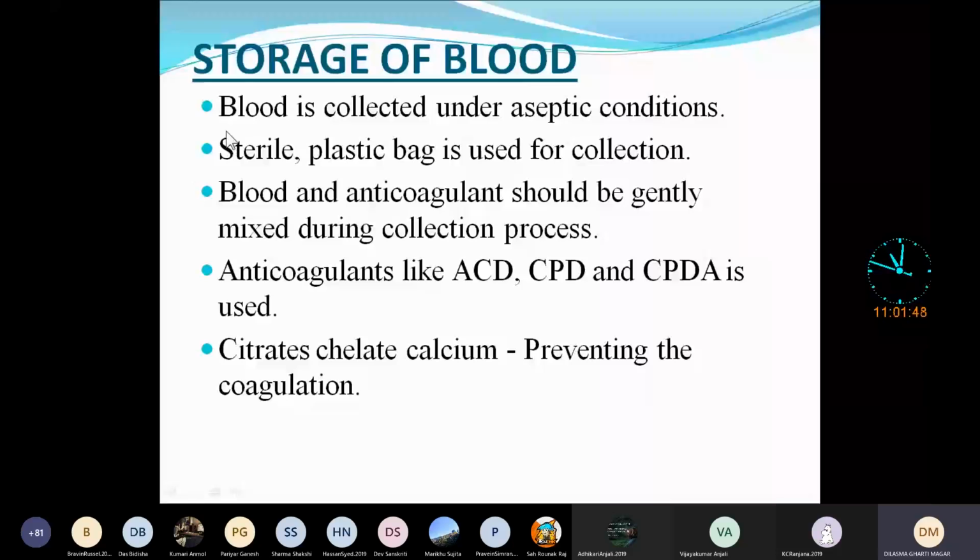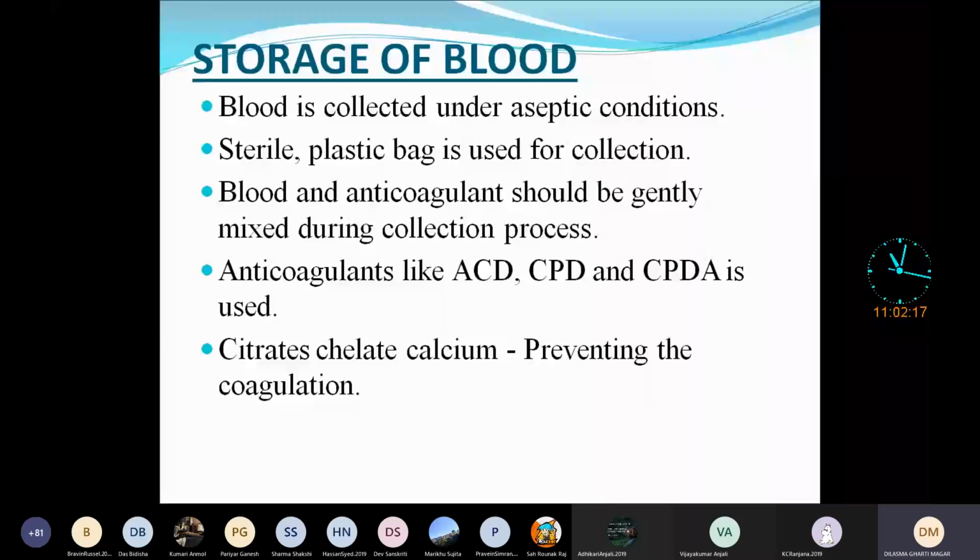So mainly you have to know that blood and anticoagulants should be gently mixed during the collection process. You must be thinking, what do you mean by this? After the blood is collected in the bag, at the initial phase, we have to mix gently with the anticoagulant present in the blood bag so that it will not clot later. And we use different anticoagulants. This I have already told you. And how the citrate prevents clotting, I have also already told you. It chelates the calcium.